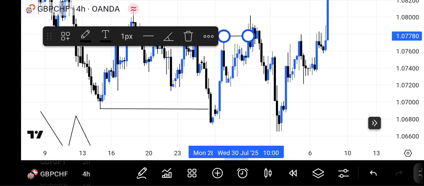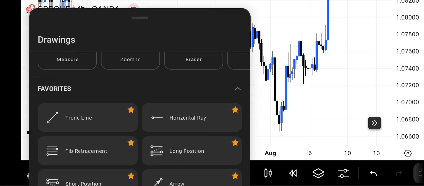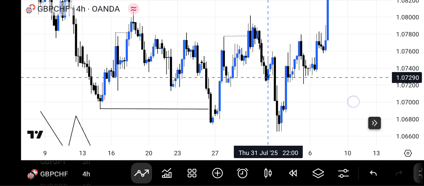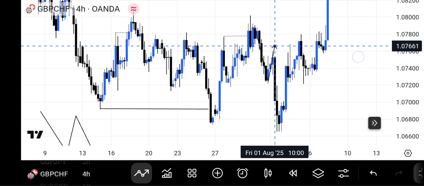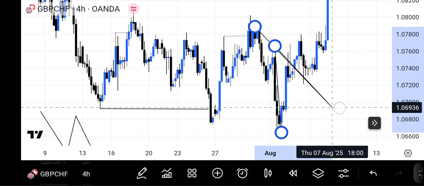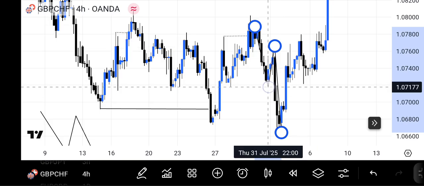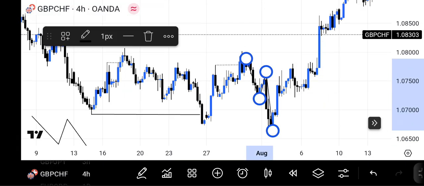And then this is another impulse, the first impulse, my pullback, and then break of structure. But guess what? I won't be considering this as a break of structure. That's the problem.